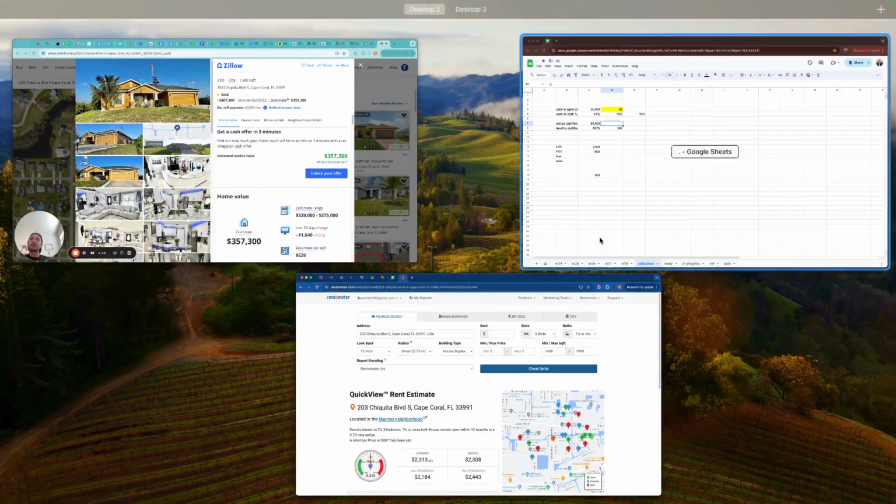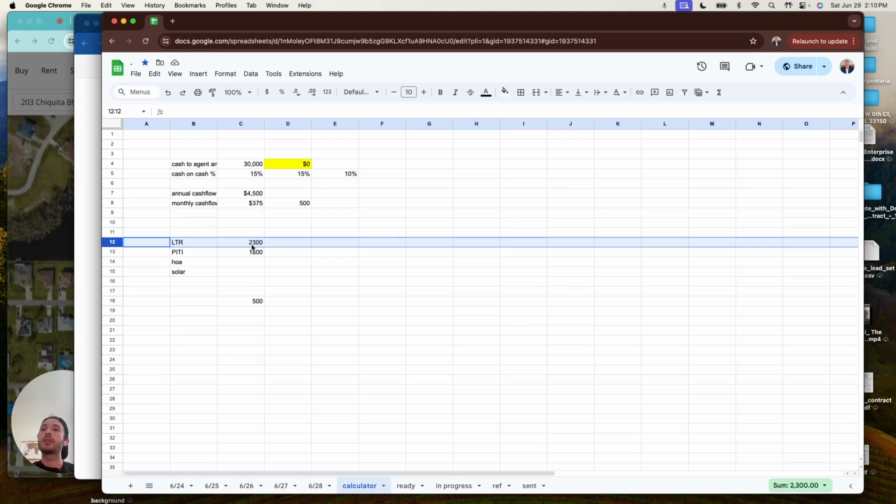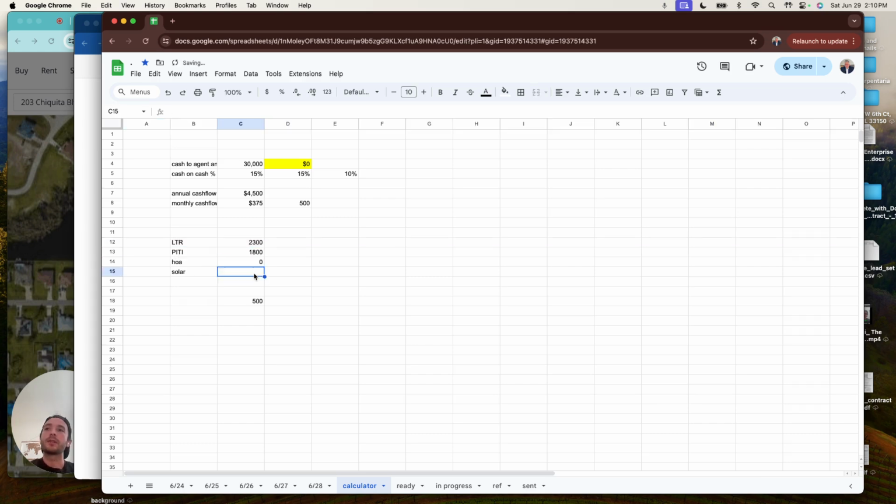So then next we're going to this calculator here. So we know market rent was $2,300. Pretend that the PITI, so monthly mortgage, is $1,800. Principal, interest, taxes, insurance. And then just pretend this doesn't have HOA or solar for simplicity. So the cash flow is $500 a month.